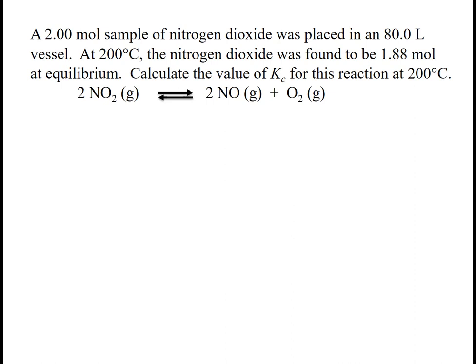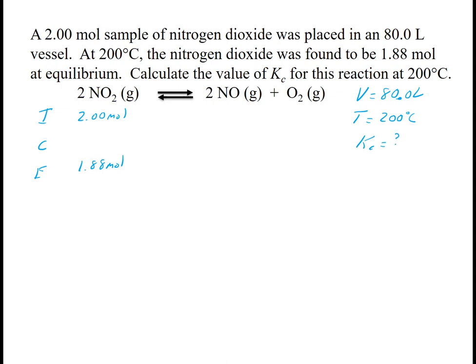So I have 2 moles placed in here, so this means that this is an I, and I have 2.00 moles. I have a volume of 80.0 liters at 200 degrees, so I have a temperature of 200 degrees C. The carbon dioxide concentration was 1.88 moles, so that means this is going to be my E. Nitrogen dioxide is this one, so it's 1.88. So again, I have a reactant. They want to know what Kc is.